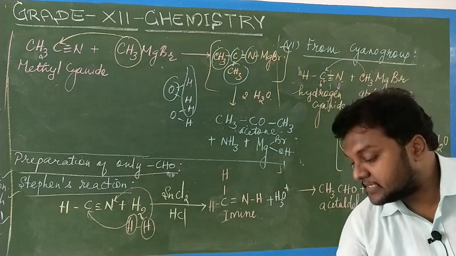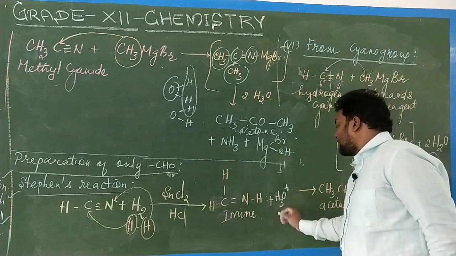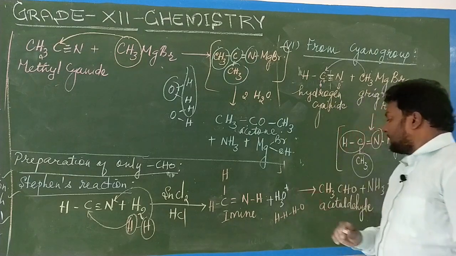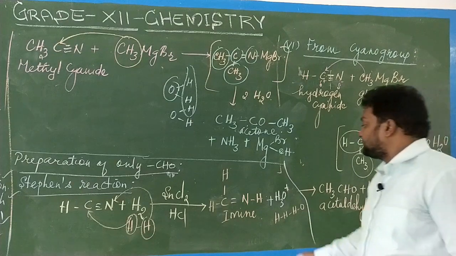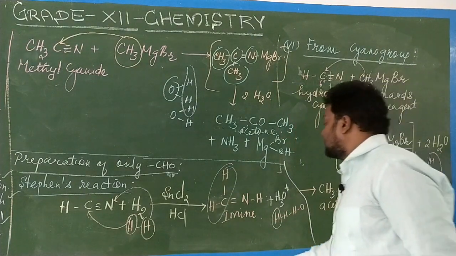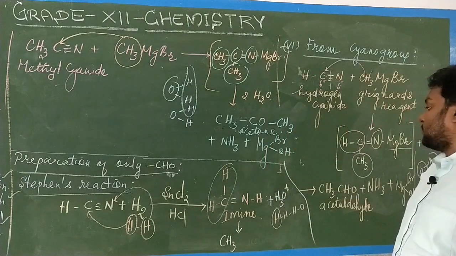On treatment with this hydronium ion, which can be split like this, H, H, H, O, correct? Hydronium ion can be split like this. So, I split CH2 plus 1 hydrogen becomes CH3. Then what should form?